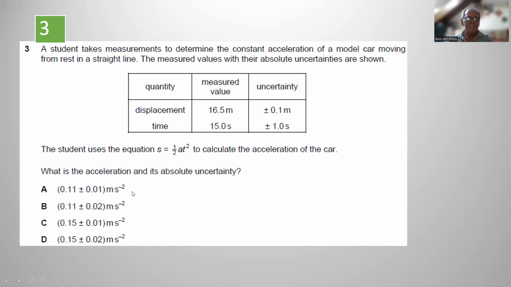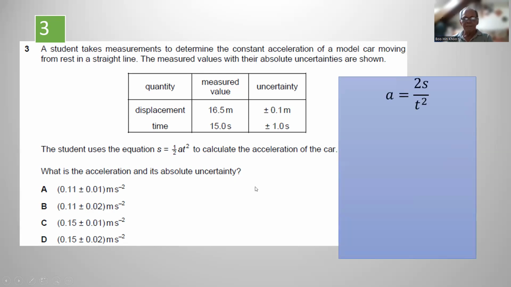A student takes measurements to determine the constant acceleration of a model car moving from west in a straight line. The measured values with the absolute uncertainty are shown. The student uses the equation s equals half a t squared to calculate the acceleration of the car. First, the acceleration of the car and its absolute uncertainty. Make a the subject, that's what you want. Calculate a first.